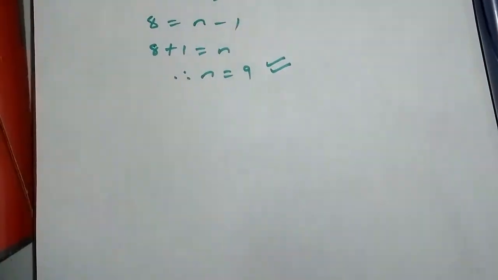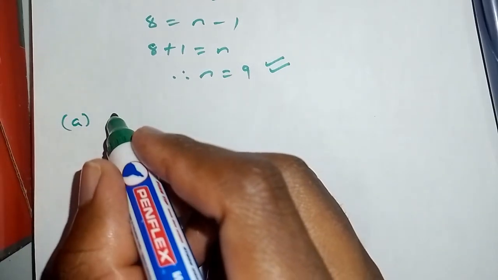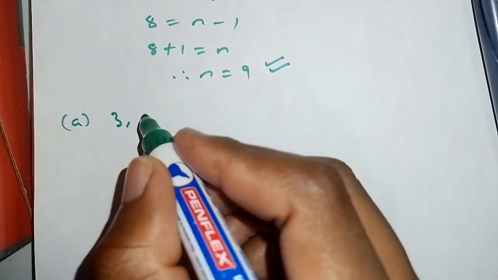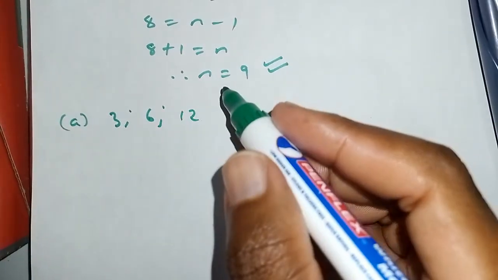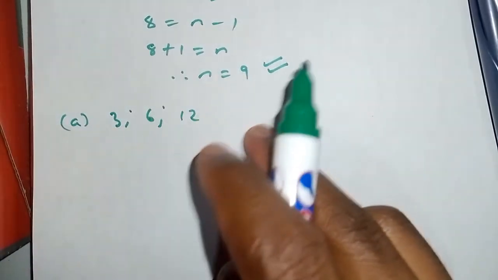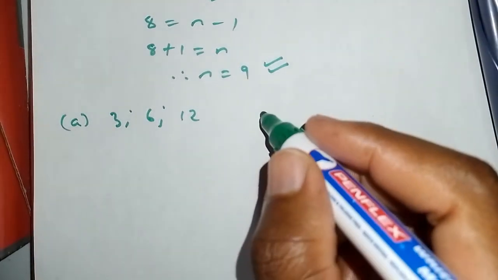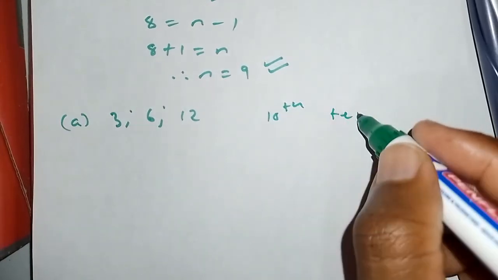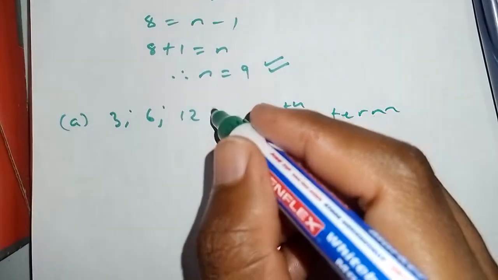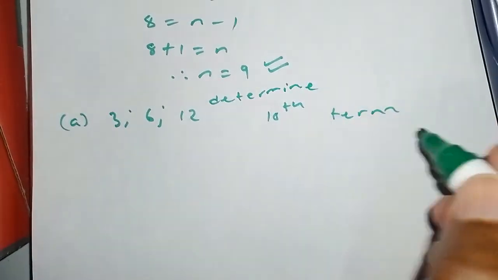I just took random questions again. I have this one. This is question A. They say 3, 6, and 12. Okay, this is the pattern that we're given, and they say, what do we need to calculate? We need to determine the 10th term of the sequence, right?